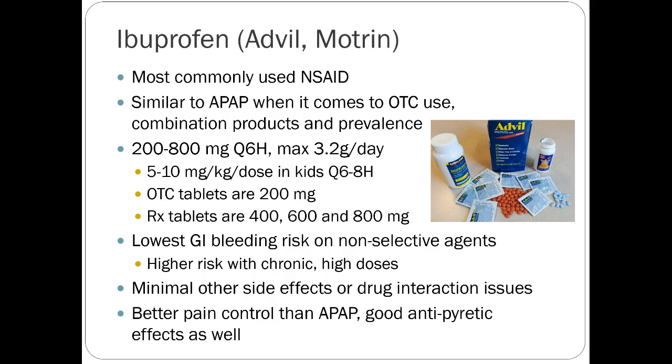5 to 10 mg per kg per dose in kids. So the dosing in kids, actually, the nice thing about ibuprofen and Tylenol is they cross over at that 10 mg per kg per dose. So it's a really easy thing to remember if you're ever thinking about dosing a kid.